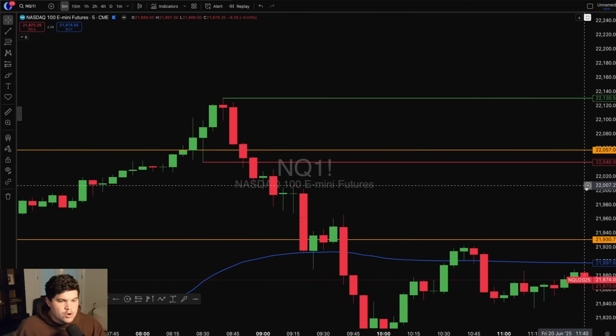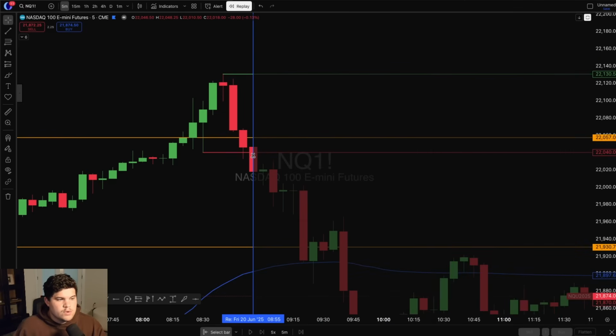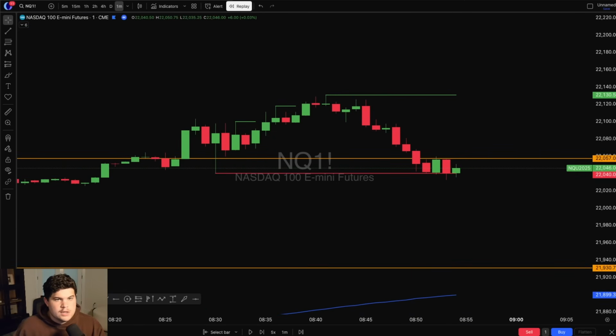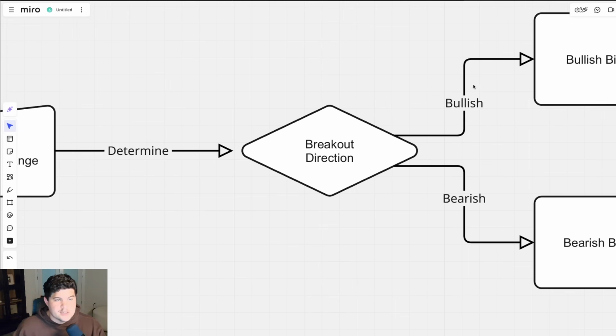First, we identify our opening range, and that's where we're at right now. So we know what we're looking for, why we're looking at it. We need to go to the replay tool so we can do a little bit more work here as well. Go to the 1 minute, and so we can see. And let's go back. From there, we determine a breakout direction, up or to the downside, bullish or bearish.